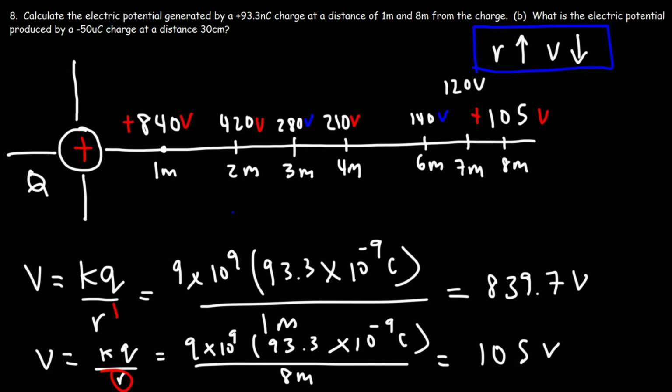So notice that as we move from 1 meter to 2 meters, the change in electric potential is 420 volts. That's how much it decreases by. But as we move from 7 to 8, the change is only negative 15 volts. So as you begin to move further and further away from the charge, the change in electric potential is going to become smaller and smaller.